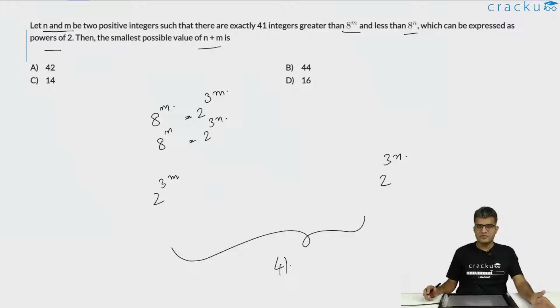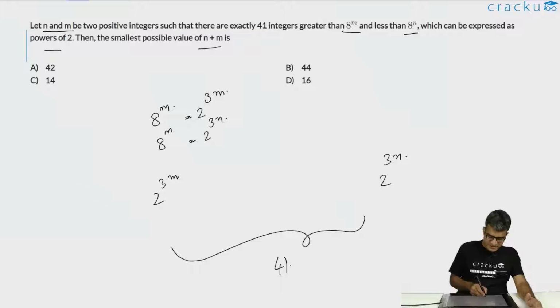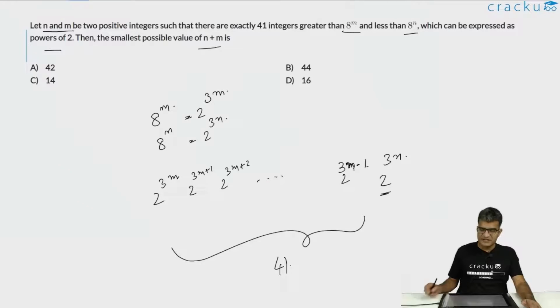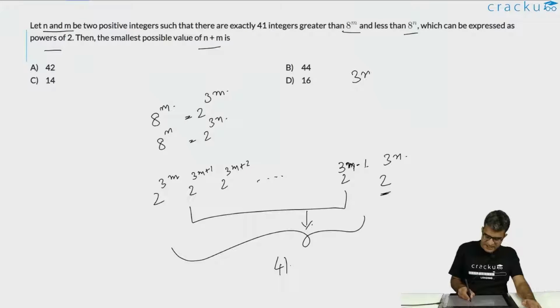What is the next power of 2 after 2 to the power 3m? This will be 2 to the power 3m plus 1. Then you have 2 to the power 3m plus 2, and so on. And finally you will have 2 to the power 3n minus 1. And after that you have 2 to the power 3n. These numbers are 41. How many such numbers exist? The number will be 3n minus 3m minus 1.